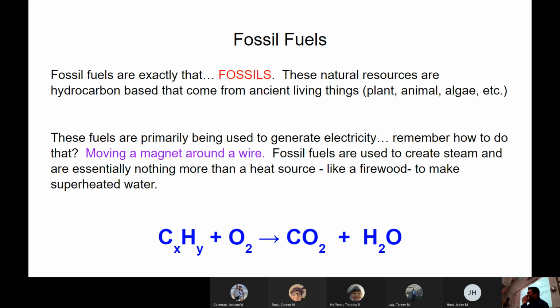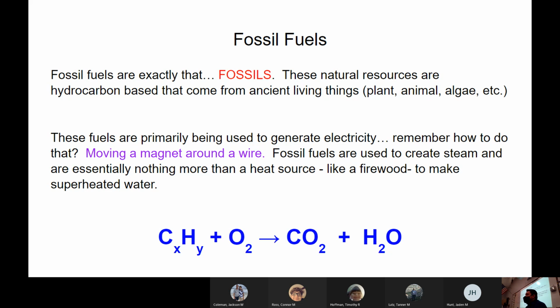Okay? So again, it's not a weekly schedule if you want to follow along with this. Okay? So fossil fuels are exactly that. They are fossils. Okay? They are natural resources. Okay? And they are hydrocarbon based. Hydrocarbon means that they have hydrogen atoms and carbon atoms bonded together that come from living things. Okay, they're not rocks. I wish we could use a rock for resources. That'd be awesome. Okay? But they are ancient living things that have fossilized, or gathered together, essentially.